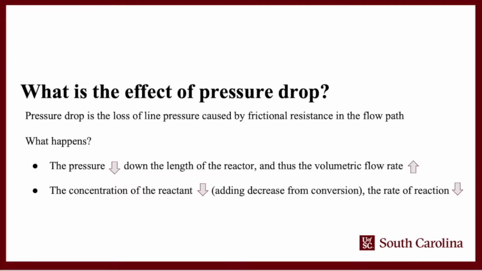And so what really happens is as pressure decreases through the length of the reactor and thus the volumetric flow rate increases, this results in the concentration of the reactant decreasing, in addition to the decrease already from the conversion. And then at the end, the result is that there's going to be a decrease of the rate of reaction. So the pressure drop as a function of the reactor length is quantified by the Ergun equation and will be described in the next section.